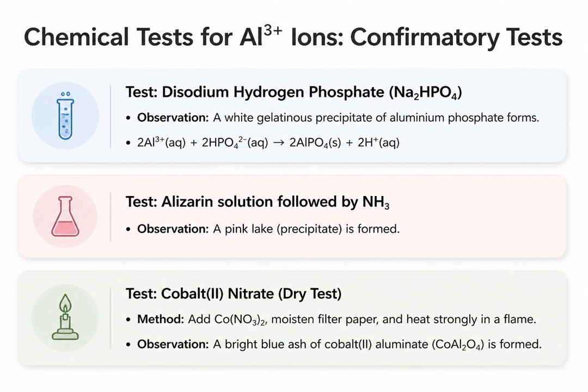You mix the sample with a drop of cobalt nitrate, soak it onto filter paper, and heat it strongly directly in a flame. If aluminum is present, it will react to form a bright blue ash, which is a compound called cobalt(II) aluminate. This is a very definitive confirmatory test.